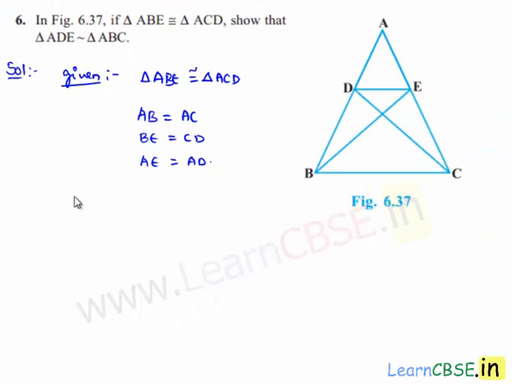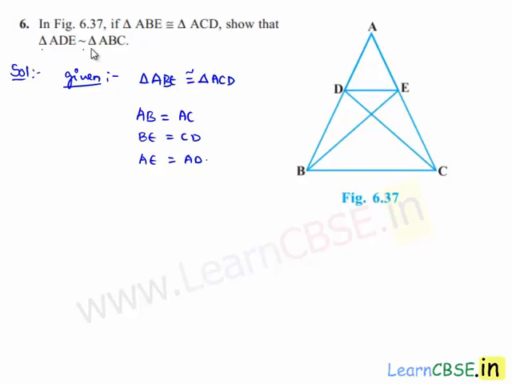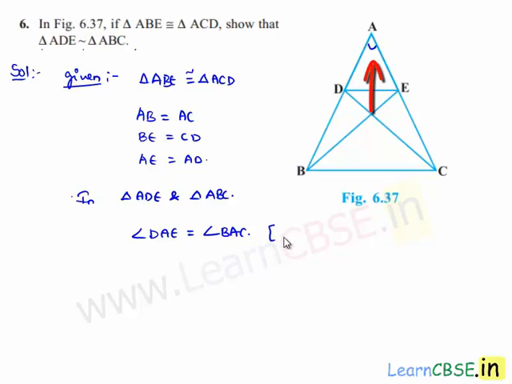Now we are required to prove that triangle ADE is similar to triangle ABC. So let us consider in triangle ADE and triangle ABC, that is ADE is over here and ABC is a larger triangle. In this, angle DAE will be equal to angle BAC, that is this angle, which is a common angle for both the triangles.